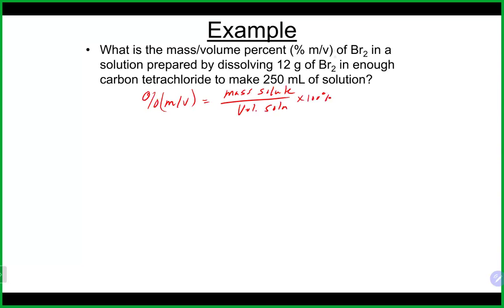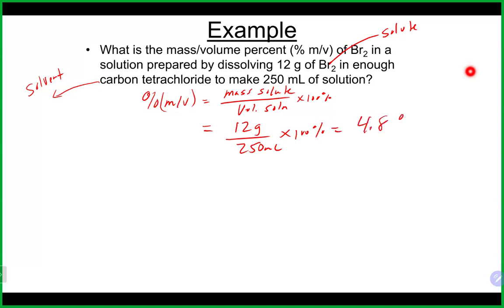In this case, the Br2 is our solute, as it's the smaller part of the solution and is being dissolved in the larger part, which is our carbon tetrachloride, our solvent. That means we really have everything we need in the right unit. So we'll go with 12 grams over 250 times 100%. That gives us 4.8%. In this case, we really won't keep the grams or milliliters. We would just use the percentage and specify that it is mass to volume of a Br2 solution. Any questions on the calculation there?